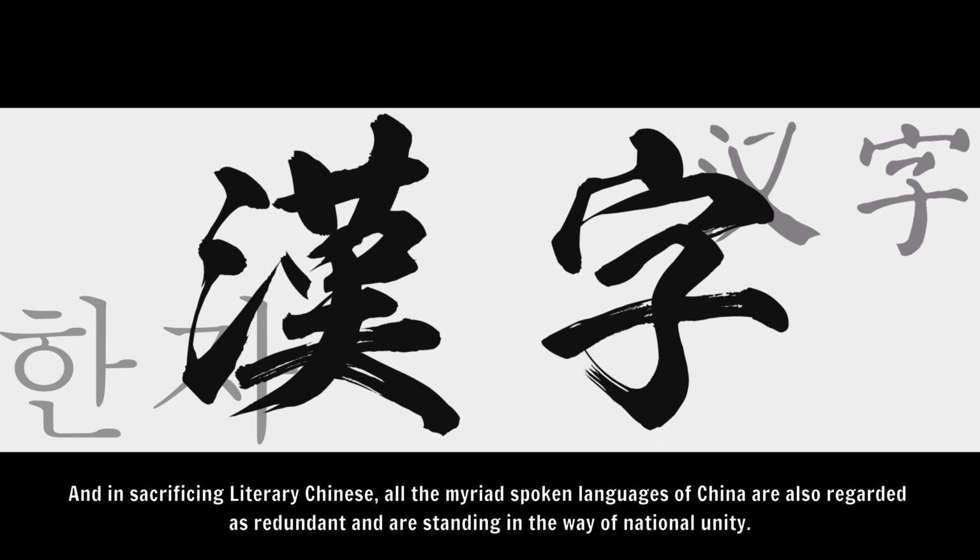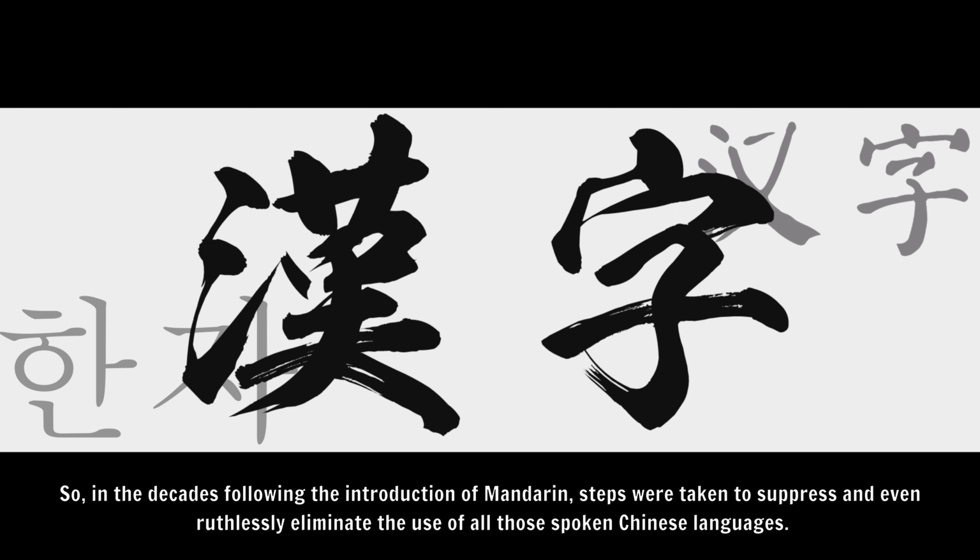And in sacrificing literary Chinese, all the myriad spoken languages of China are also regarded as redundant and are standing in the way of national unity. So, in the decades following the introduction of Mandarin, steps were taken to suppress and even ruthlessly eliminate the use of all those spoken Chinese languages.